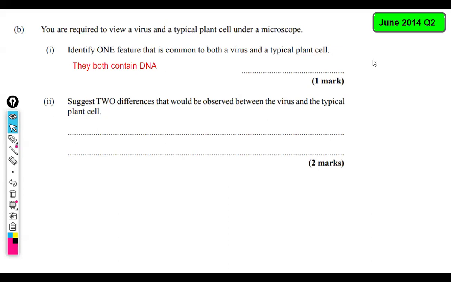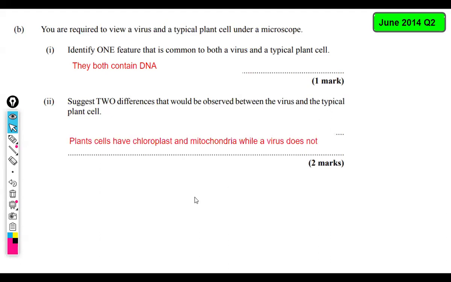Part 2. Suggest 2 differences that would be observed between a virus and the typical plant cell. Now, here's the thing, right? A virus and a plant cell only have one thing in common. So basically, everything else is different. So you could probably find 10 differences between a virus and a plant cell. So I only came up with a couple, right? And of course, you can put your answers in the chat, but I'm going to show you my answers now, right? I just chose these 2.